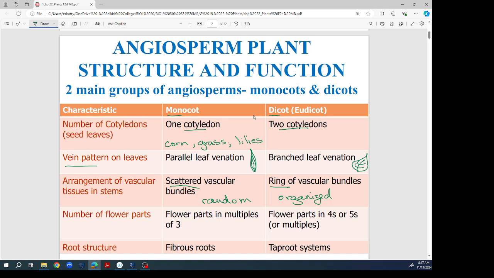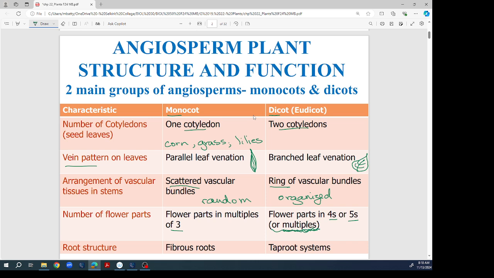The number of flower parts is a telltale sign and kind of handy when you're identifying plants. Monocots have flower parts in multiples of 3, and you can think of lilies for that. In contrast, dicots have flower parts in numbers of 4 or 5 or multiples thereof. You can think of compound flowers like a daisy, where there are a lot of petals, and we don't have to do the "he loves me, he loves me not" thing to count the petals. It's just got multiples here.